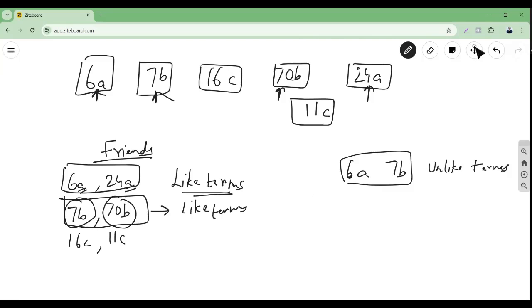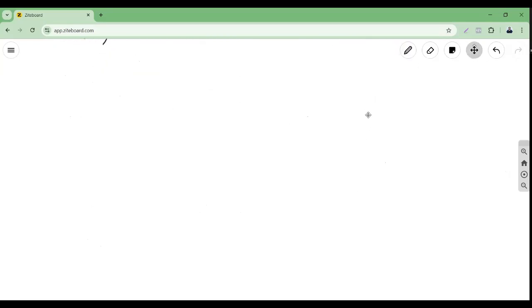Now let's take another example and let me ask you whether you are able to figure out whether they're like terms or not. Let's say 7a and 24a square. Are they like terms or not? Pause the video, think about the answer, and then see whether my explanation matches your answer.